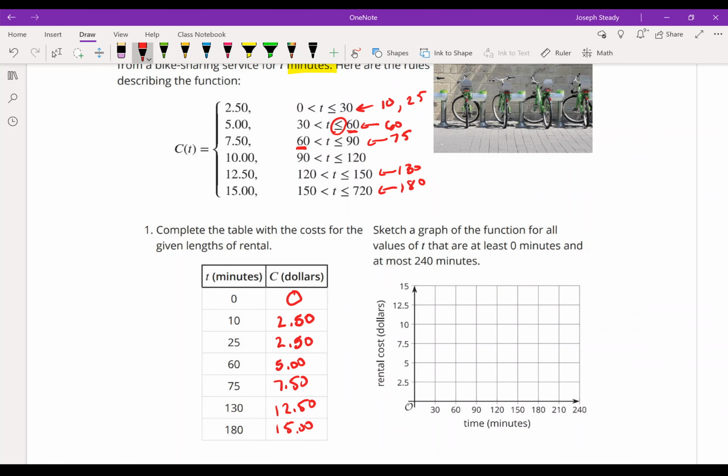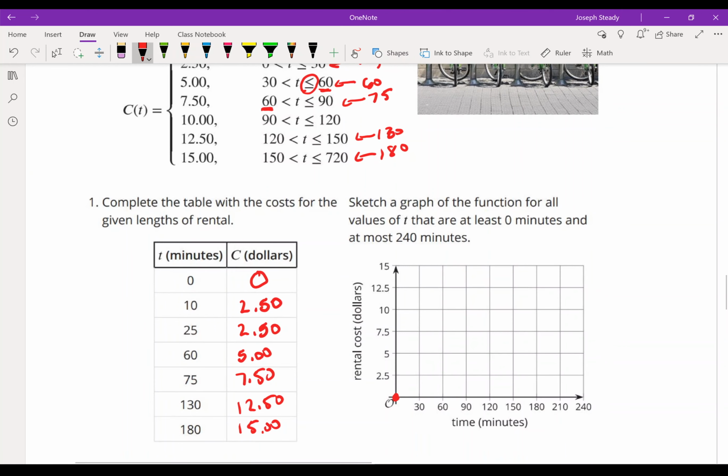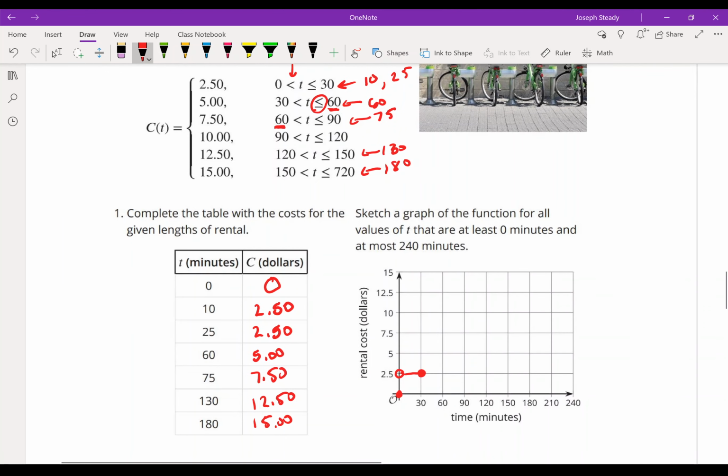So let's start at the beginning. If you rent the bike for 0 minutes, remember 0 is not included in the $2.50 category, you pay nothing. So I'll put that right down there. But as soon as you rent it for 0 to 30 minutes, now you have to pay $2.50. You'll notice I'm including the 30 minutes in that category, but I'm not including the 0 minutes. That's the closed versus open circle. When you go from 30 to 60 minutes, you pay $5. From 60 to 90 is $7.50.